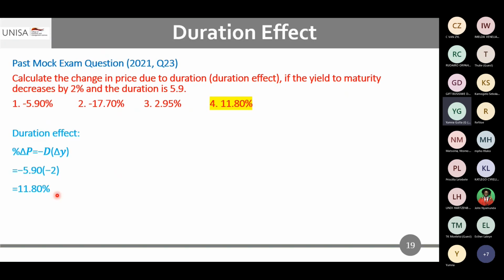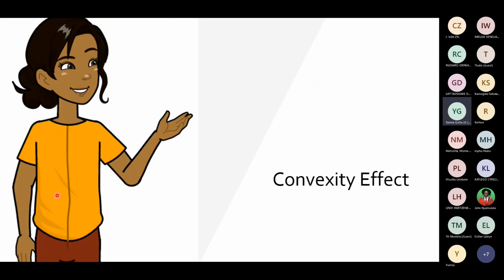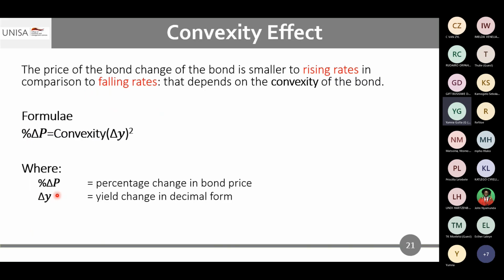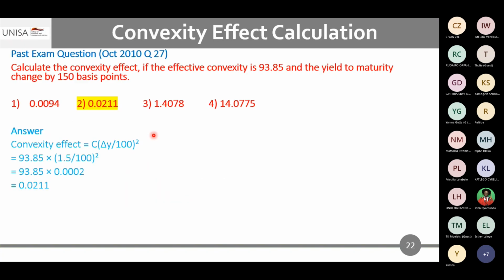We can do the convexity effect. The convexity effect is very similar, ladies and gentlemen. The convexity effect is equal to the change in price equals convexity times change in yield squared. It's very similar. So in our example here, calculate the convexity effect if the effective convexity is 93.85 and the yield to maturity changed by 150 basis points.